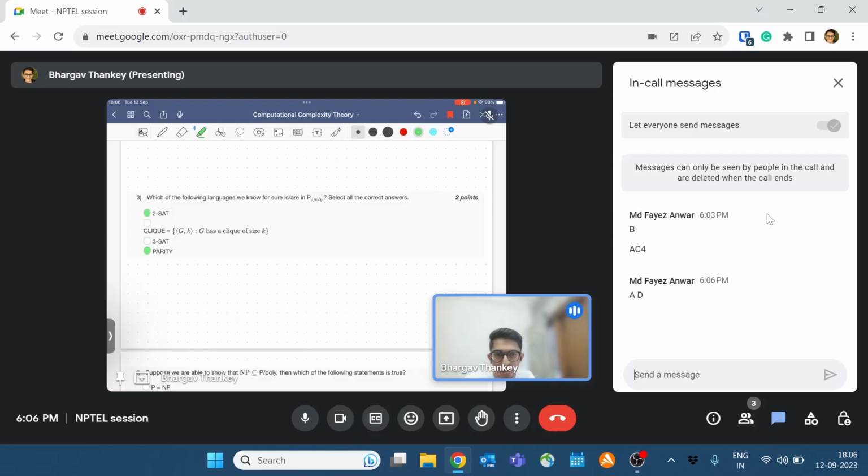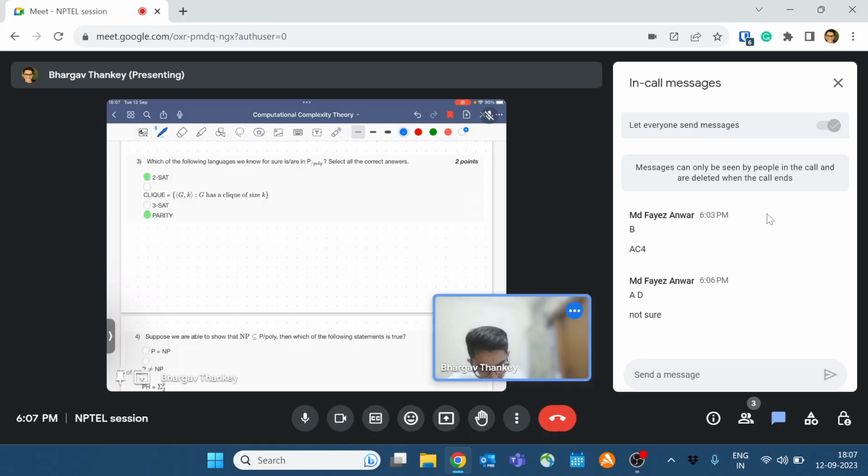And what about B and C? So, okay, yeah, let me just write it down and we can talk about B and C later. So yeah, 2SAT and parity are both in P, and P is contained in P slash poly. So A and D are correct.